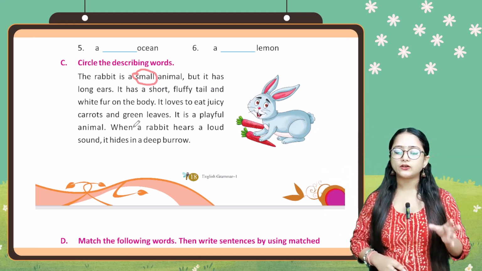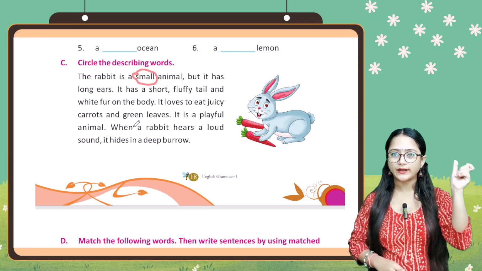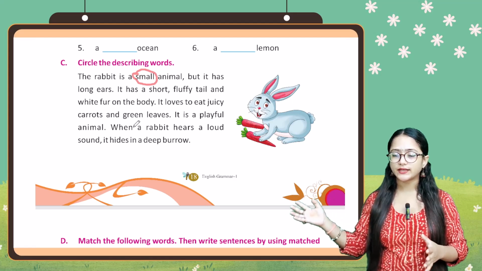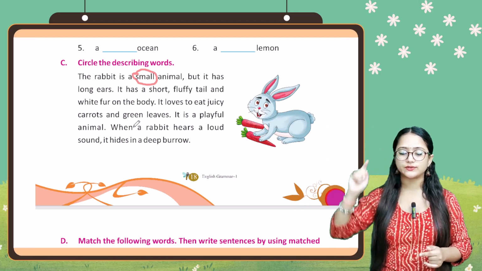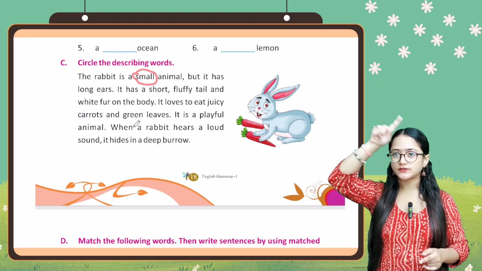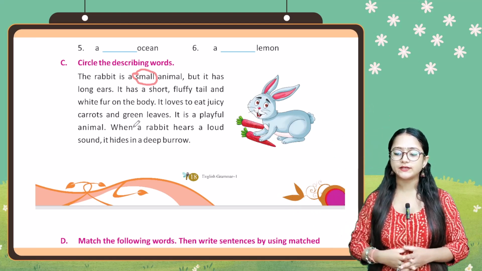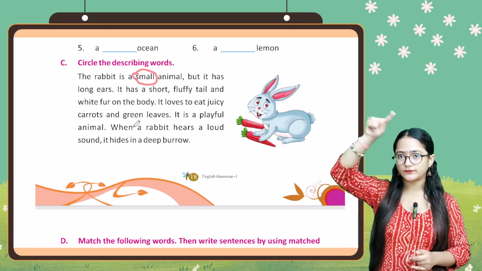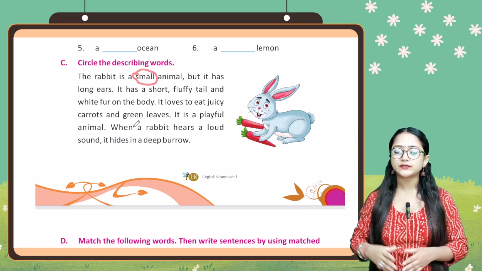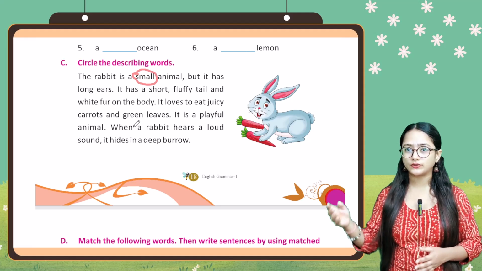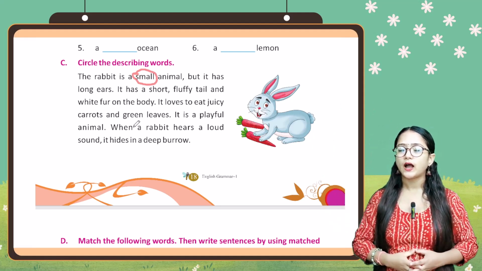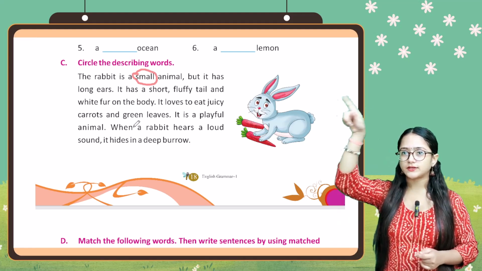And white fur on the body. What is the color of the fur? White. You have to circle white. It loves to eat juicy carrots. How are the carrots? Juicy. So you have to circle juicy. And green leaves. You have to circle green because it is describing leaves. It is a playful animal. So what type of animal is it? Playful. So you have to circle playful. When a rabbit hears a loud sound, how is the sound? Loud. You have to circle loud, which is a describing word. It hides in a deep burrow. How is that burrow? Deep. So you have to circle deep also.